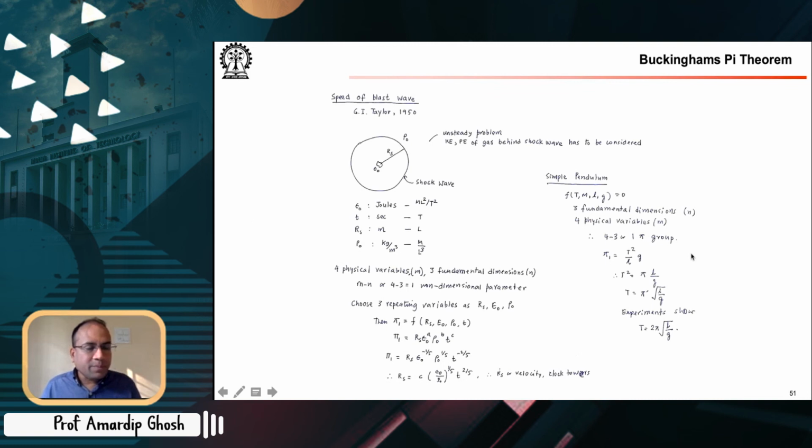Now, a very famous use of Buckingham's Pi theorem is attributed to G.I. Taylor in 1950. You remember the atom bomb explosions in Japan at the end of the World War. There was some curiosity about the energy deposited by these atomic explosions that created the blast wave.